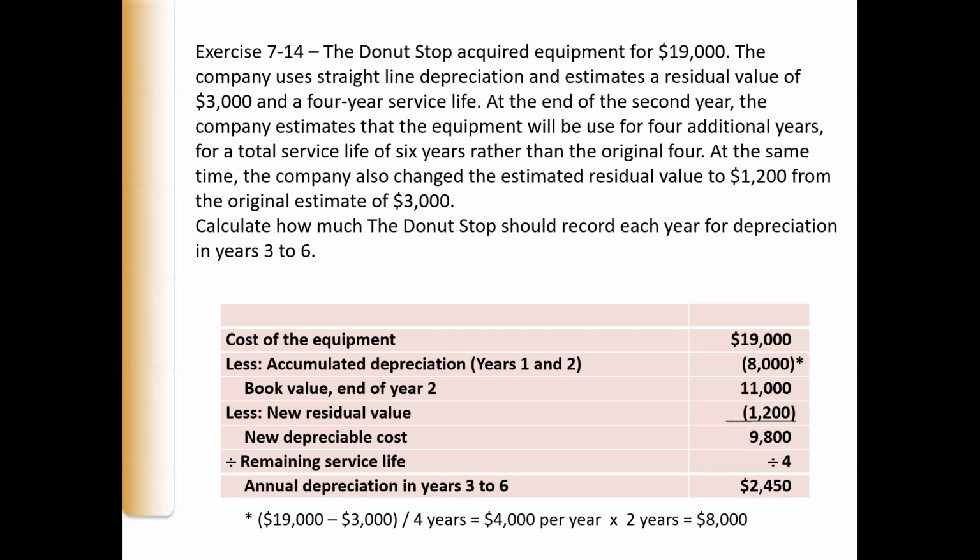Then it says, at the end of year 2, we changed our residual value to $1,200, and we think we're going to make it for 4 more years. So what are we going to do? We take the $11,000 minus the $1,200 residual value to come up with a depreciable cost of $9,800. Take that divided by 4 years, means we will take depreciation in years 3, 4, 5, and 6 of $2,450.